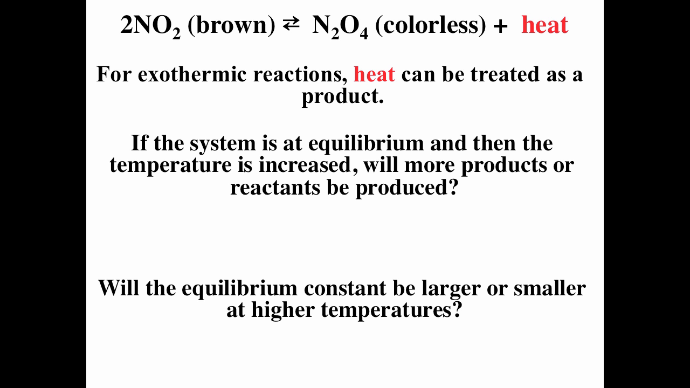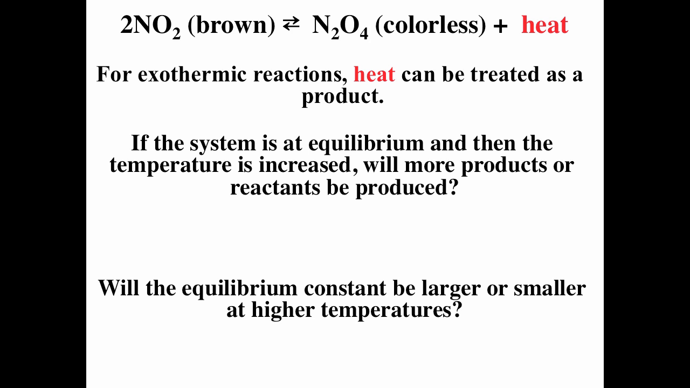Now if the system's at equilibrium and then the temperature is increased, will more products or more reactants be produced? Now again, Q will not be affected by temperature, but K will. K is a constant for a specific reaction at a specific temperature. Now, if you increase the temperature, that's going to change K. Now, we can think about this problem using Le Chatelier's principle.